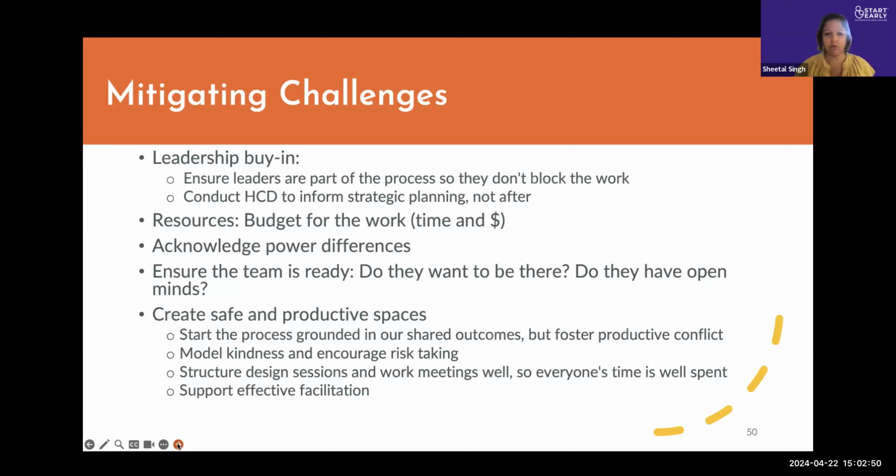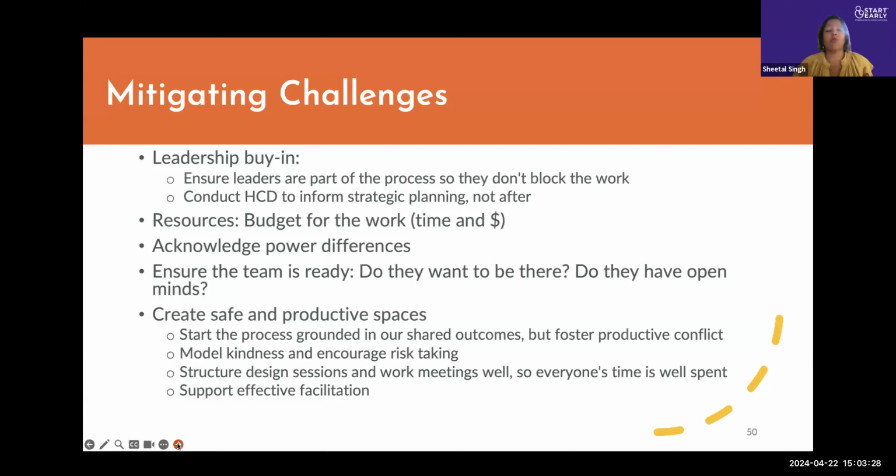It always helps if you really ground in our shared outcomes and foster productive conflict, knowing that the beauty of this process and this framework is all about bringing people with different perspectives together. And when you bring people with different perspectives together, you are probably going to have some conflict. And conflict is not always bad. You want to make sure that it's productive. Obviously, you want to model kindness, encourage risk-taking, and structure the session so that people feel like their time is well spent and they're not talking in circles or not achieving anything.